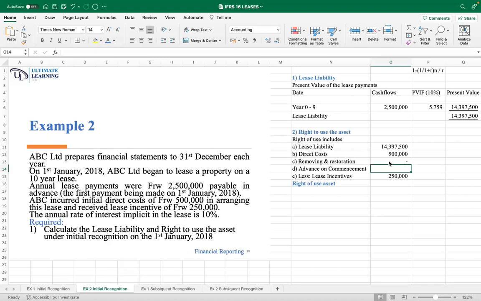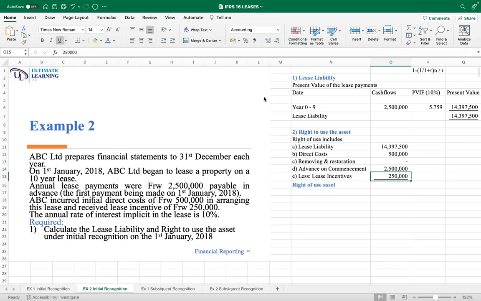But there is the advance payment. The first payment being made on 1st January. So there was an advance payment of 2.5. The first lease was paid at the date of commencement. You add the amount of advance payment, the amount you paid on 1st January 2018. So the amount you paid on 1st January 2018 was 2.5 million.